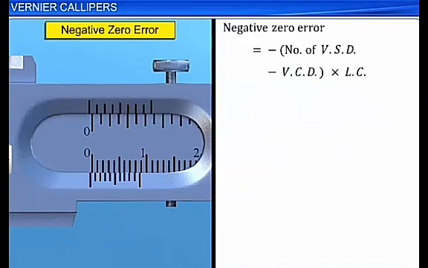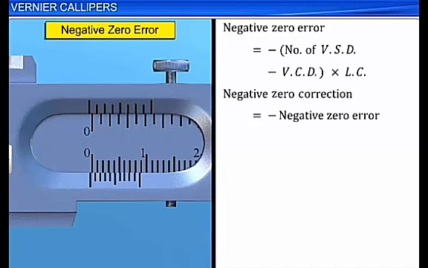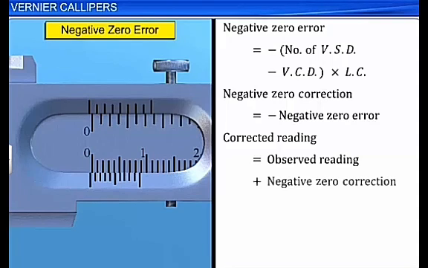The negative zero error is equal to minus of total number of divisions on the vernier scale minus vernier coinciding division into least count. The correction for a negative zero error is minus of negative zero error. To get the correct reading, the correction should be added to the observed reading. Thus, the corrected reading is equal to observed reading plus negative zero correction.